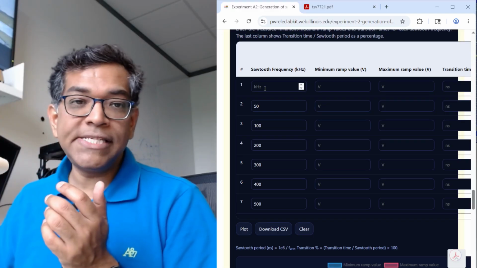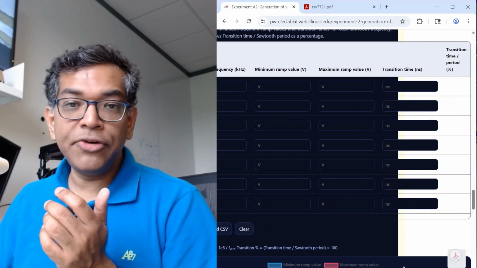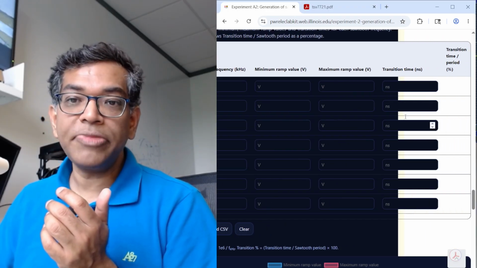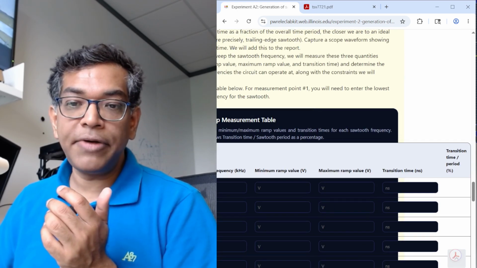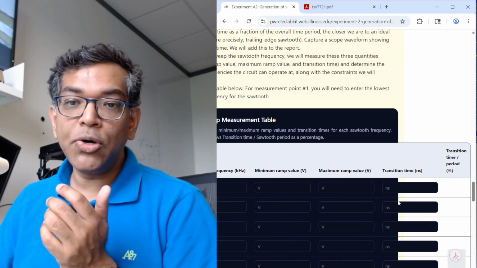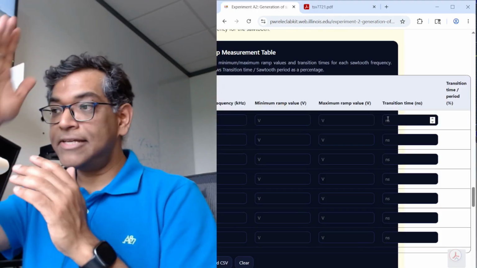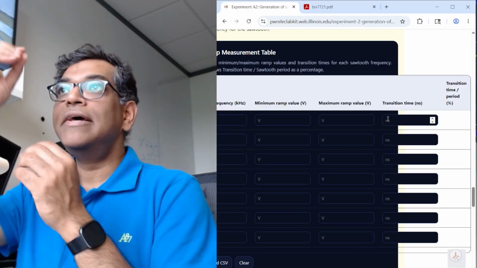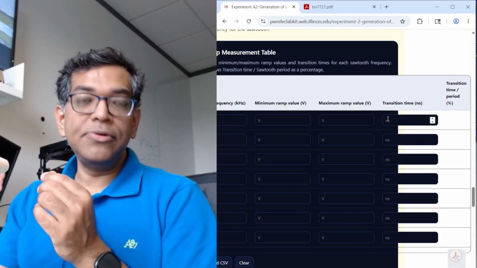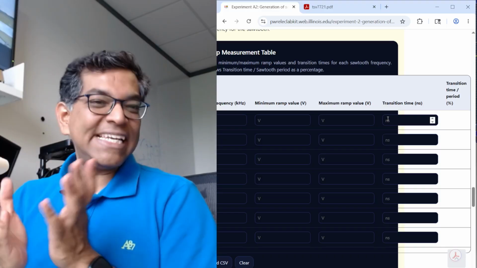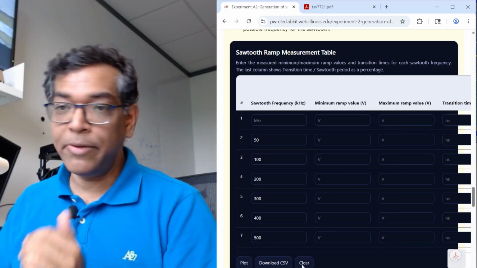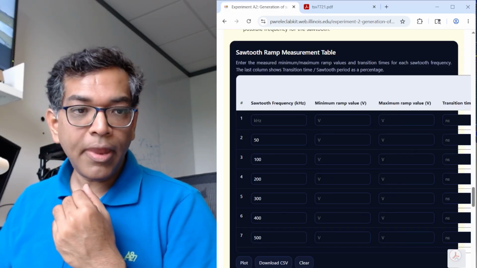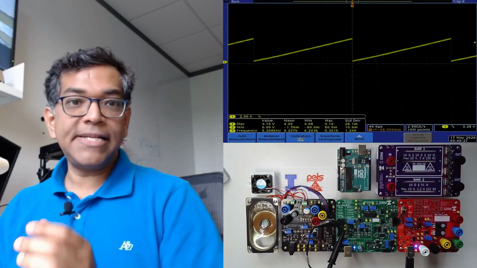And that's why you will see there is another measurement you will be doing, which is the transition time. This one will be computed automatically depending on your frequency or the time period. The transition time, as I said, the ramp should decrease rapidly from the max value to 0 or the mean value. Is it happening, and is it happening across the entire frequency spectrum? That's what we will be measuring. So let's go back and take a look at it.